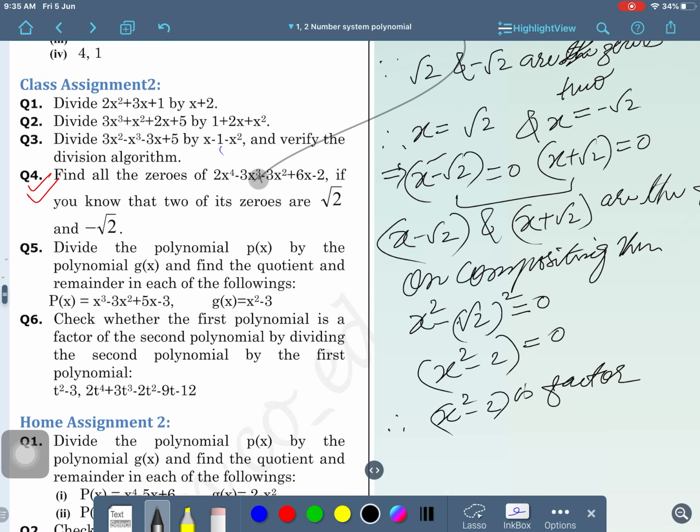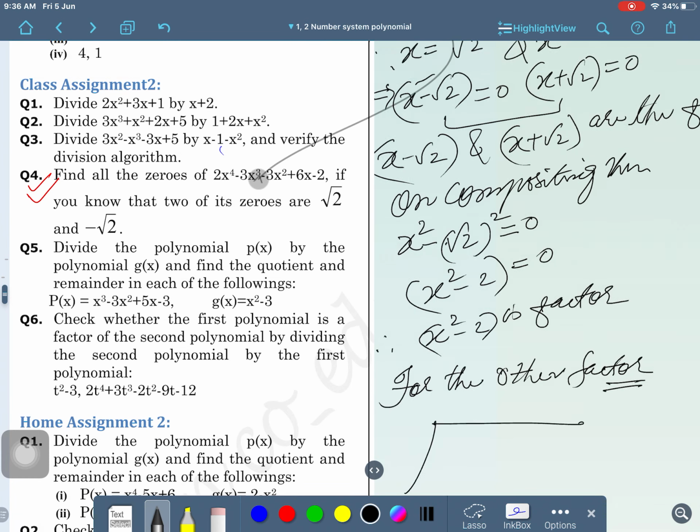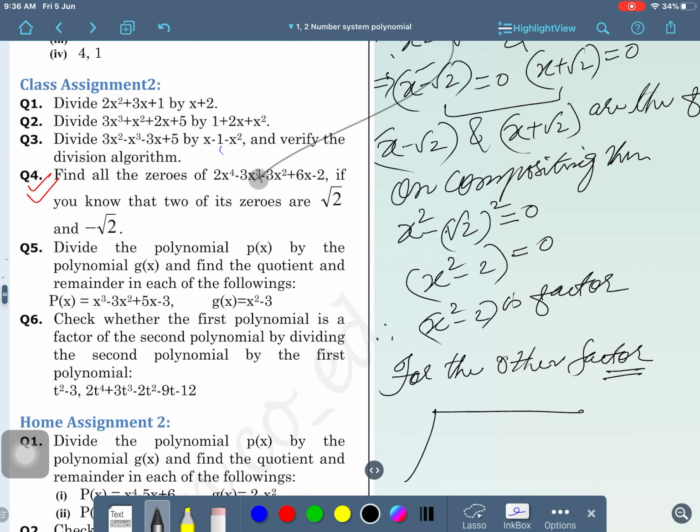If we divide the polynomial by this factor, then the other factor will be obtained here. Is that clear? So, for the other factor, some people say that you have to mention the division algorithm here. What nonsense, division algorithm? Obviously, if we divide by one factor, the other factor will come here. Is that clear? So, simply we will find out the other factors. Remember, marks will be deducted here. Now, what is next?